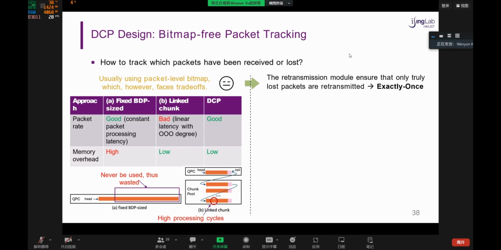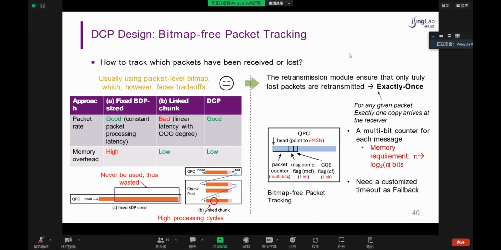So this paper proposes a bitmap-free packet tracking approach to break the trade-offs. It's based on the exactly-once feature of the HO-based retransmission, which ensures that only lost packets are retransmitted. So for any given packet, exactly one copy arrives at the receiver.